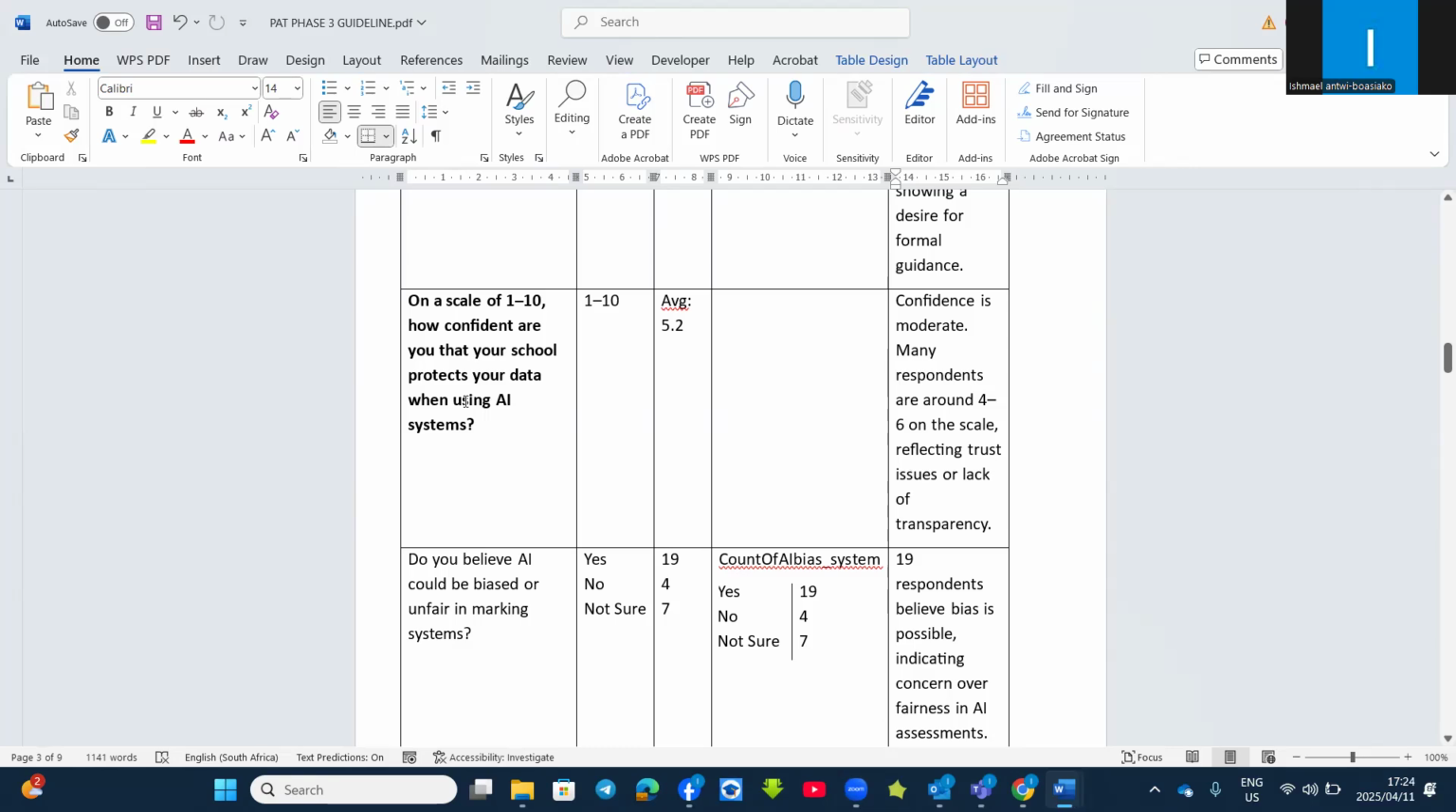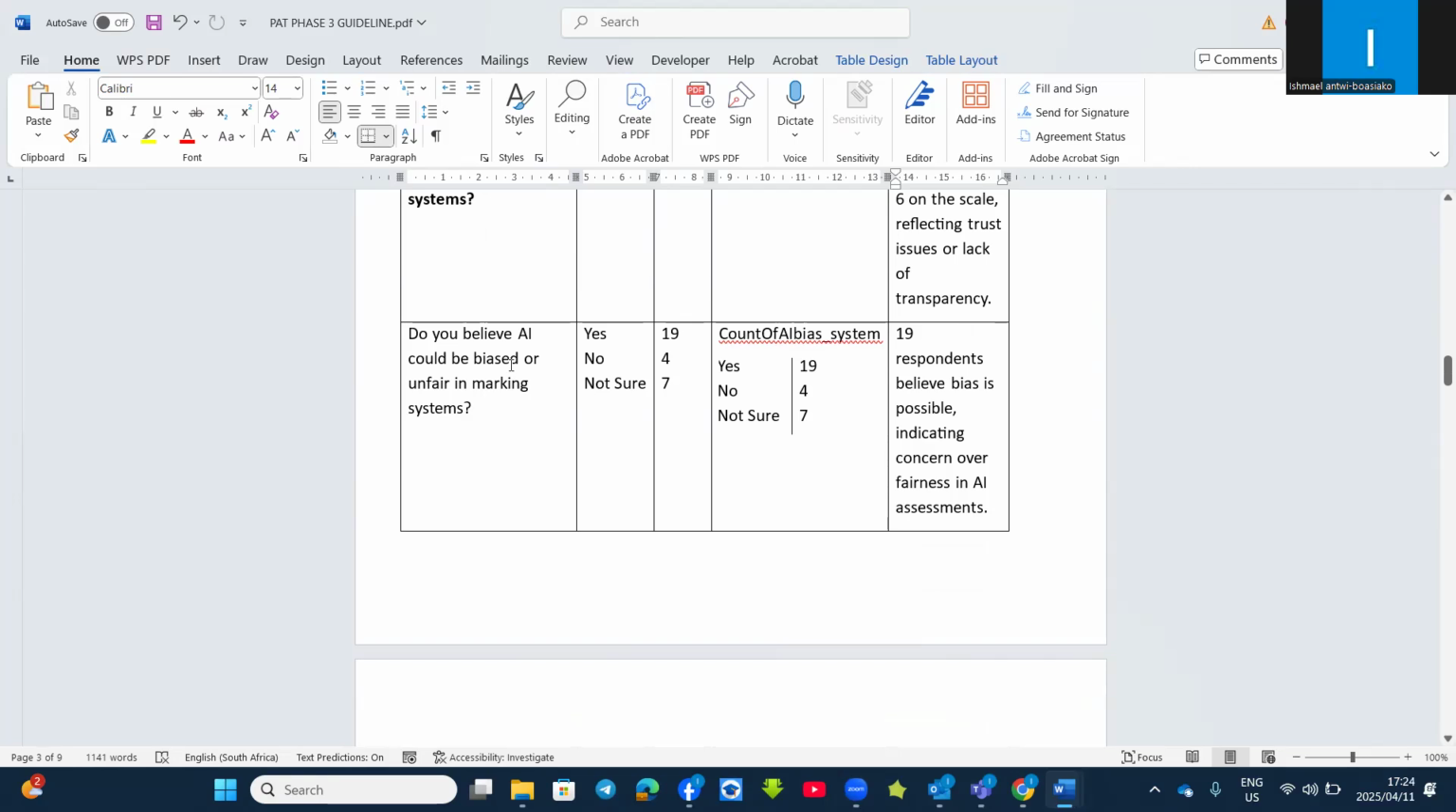Now, how do we interpret that? Because many respondents fall within 4 and 6, that is why it's 5.2 on that scale, reflecting some kind of trust issues. So meaning because it's in the middle, it's balanced, people still have some trust issues, that the school might not be protecting their data when they use the AI system.